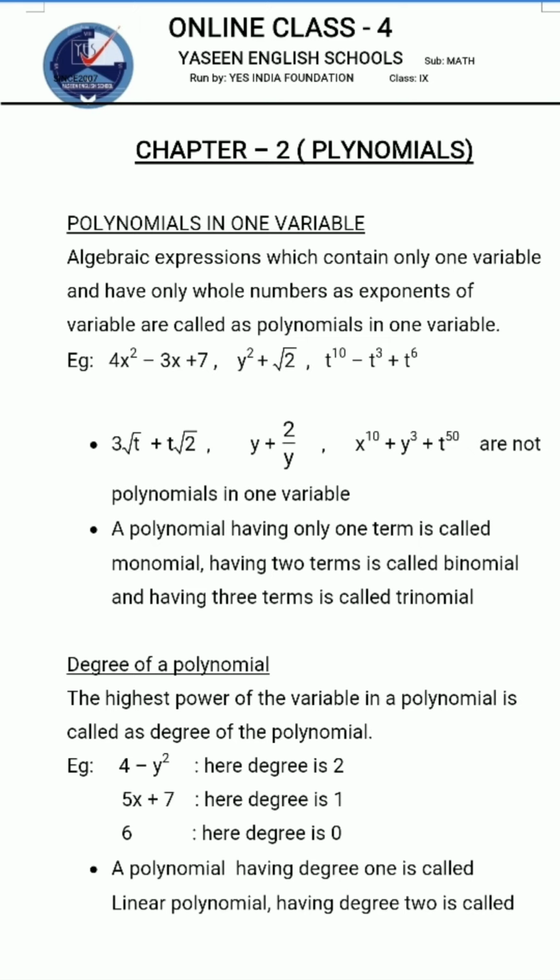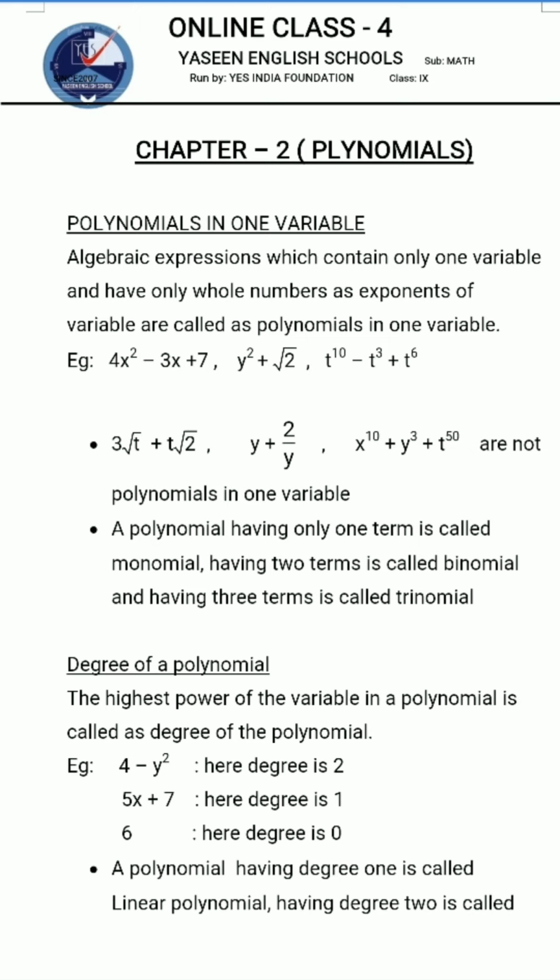Look at the next one, y plus 2 by y. By looking you can think the power of y is 1. But in the second term, 2 by y, it is not 1. y is coming in the denominator. If y is in the denominator, then the power is minus 1, not 1. In the last chapter we studied laws of exponents: a raised to minus m equals 1 by a raised to m. If the power is coming in the denominator, it means the exponent is a negative number.